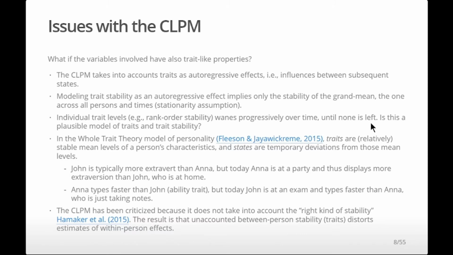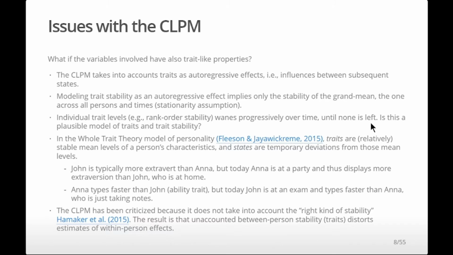And these states vary more or less widely for each of us, but around a level that is more or less stable and is responsible for our rank order stability. So, for example, today I may be less anxious than Jamie. Tomorrow Jamie may be more anxious than, less anxious than me. But then, on average, I'm more anxious and he is less anxious. And these two things are both true.